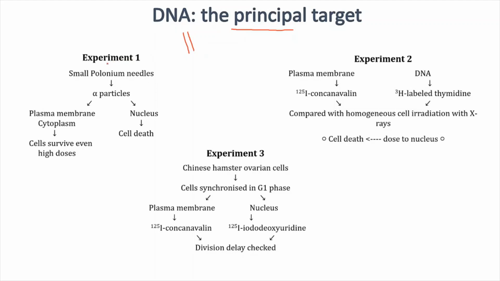Coming to experiment 1, which dealt with small polonium needles which radiated short-range alpha particles. When these were injected into the plasma membrane or the cytoplasm, the cell could handle even high doses of radiation and survived. But even 1 or 2 alpha particles radiating the nucleus led to imminent cell death. So this also proves that the nucleus is the target.